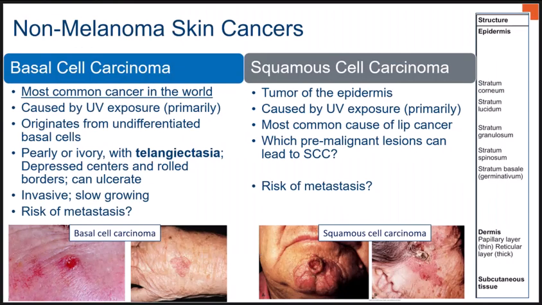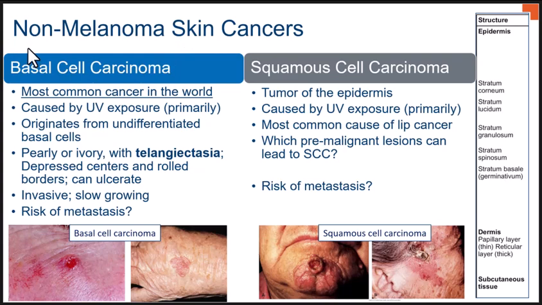So I talked about some benign growths of the skin. I talked about how some of those benign growths can become cancer or would be considered precancerous. I talked a little bit about malignant melanoma, but now what I'm going to talk about is the two other main forms of skin cancer, which are also called non-melanoma skin cancer.